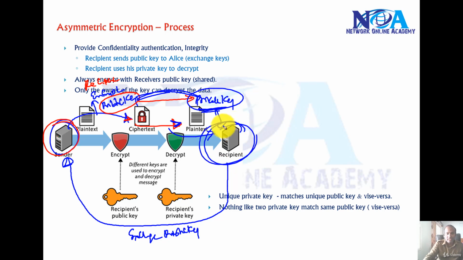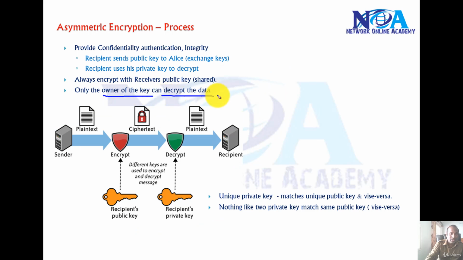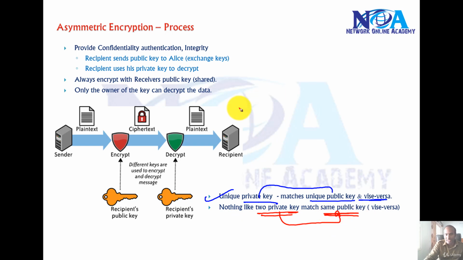So it's something like this: only the owner of the key can decrypt the data, and only the owner will have the private key. To everyone who is trying to send information to this owner, he is going to share his public key. So that's how the algorithm works. The combination of the private and public key is unique, and vice versa. There is nothing like two private keys matching the same public key.